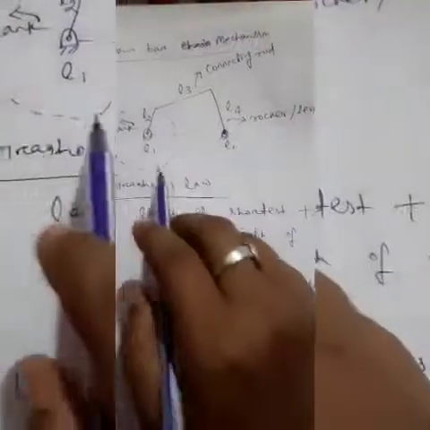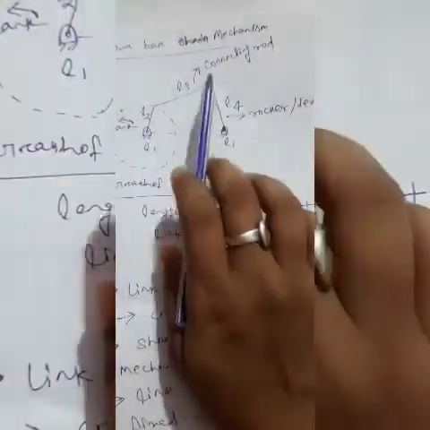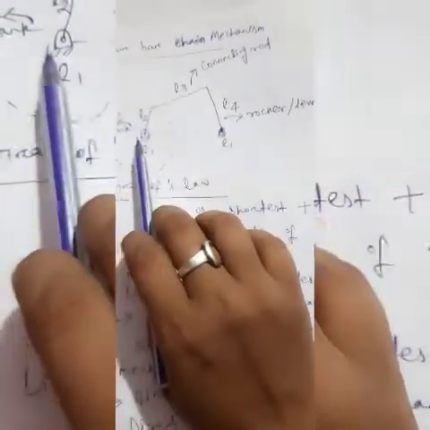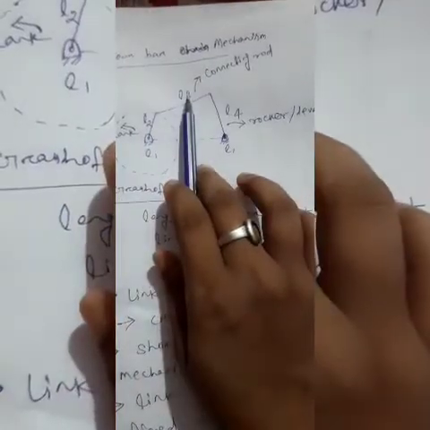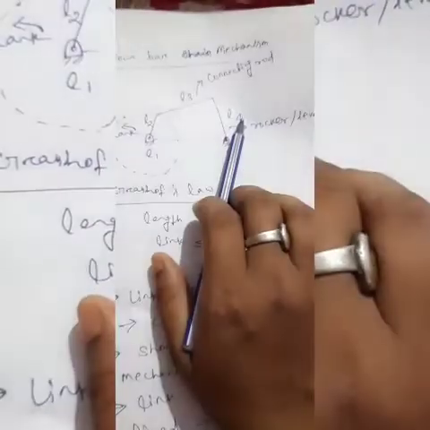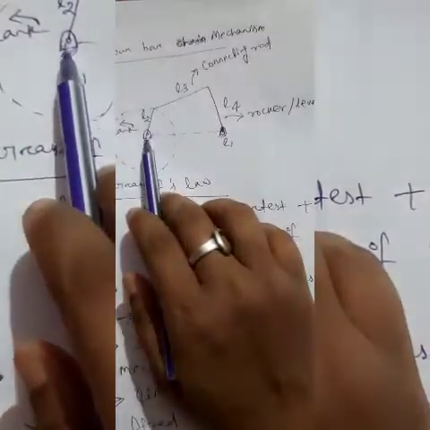So the 4 bar chain consists of 4 turning pairs. So here this is the fixed link, this is the second link, this is the third link, and this is the fourth link. The fixed link and this link form one turning pair, the second link and third link form another turning pair, the third link and fourth link form another turning pair, and the fourth link turns about the fixed link, so it forms another turning pair. So there are 4 links and 4 turning pairs also. There are 4 joints. So this is a 4 bar chain.